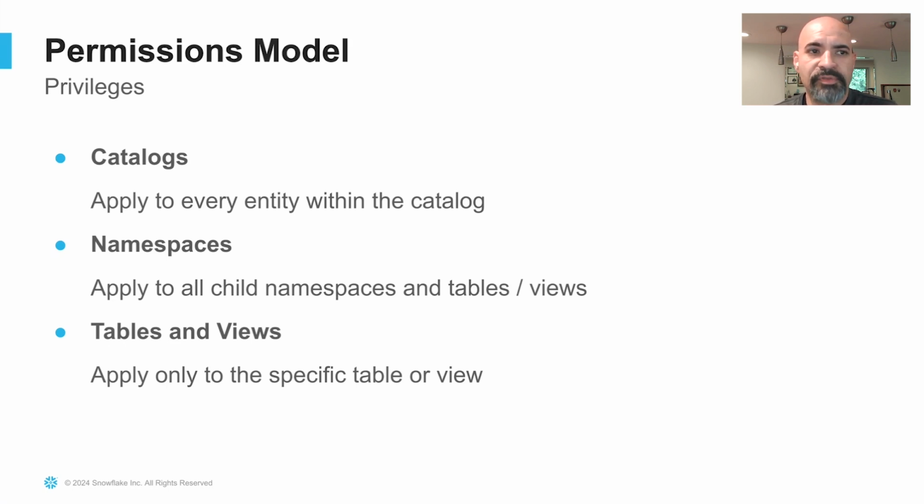So you can apply privileges to a catalog itself, in which case the privilege applies to all entities inside of that catalog. Or you can apply a privilege to a namespace, in which case it applies to all child namespaces as well as the tables and views within them. Or you can apply privileges to specific tables and views. So privileges cascade from the top down. There's not a deny statement. So if you grant privileges on a catalog, for example, if you say you have table read privileges on this catalog, you have read privileges on every table in that catalog without exception.